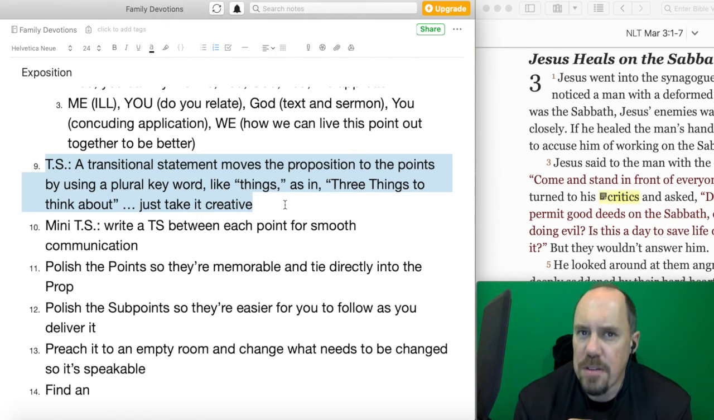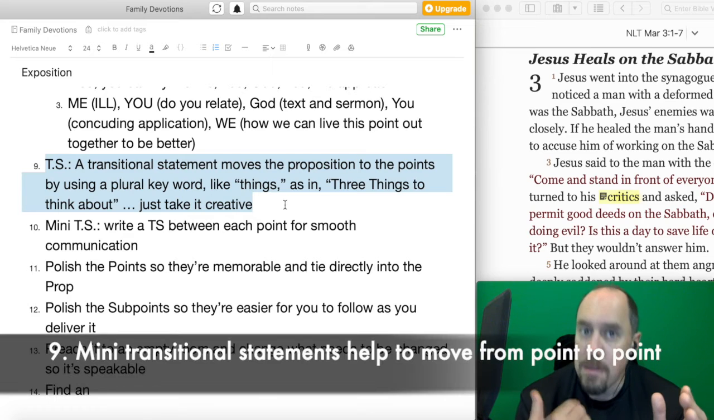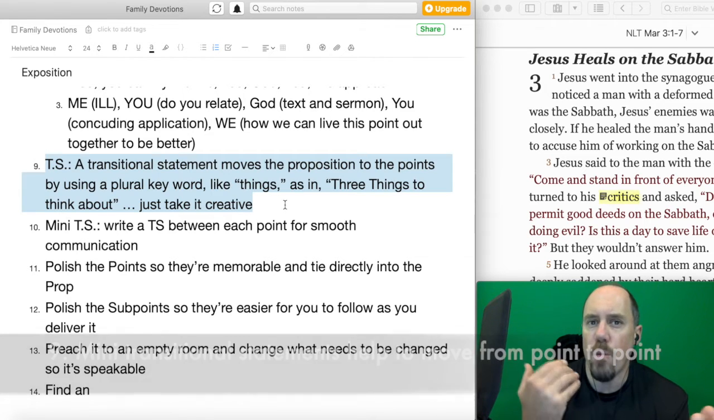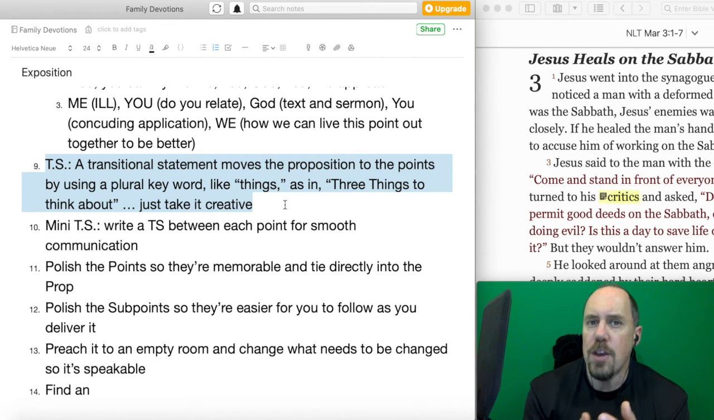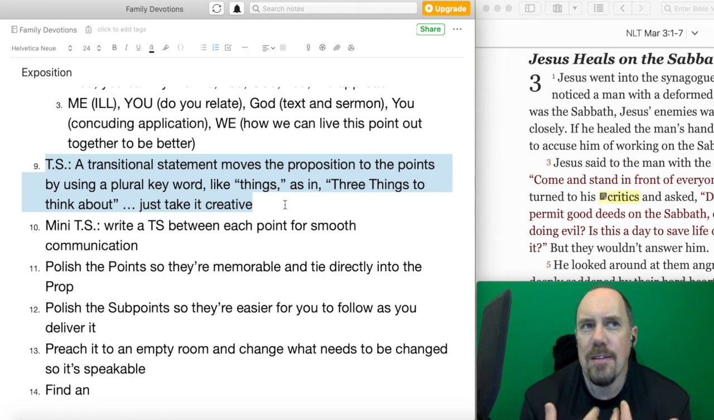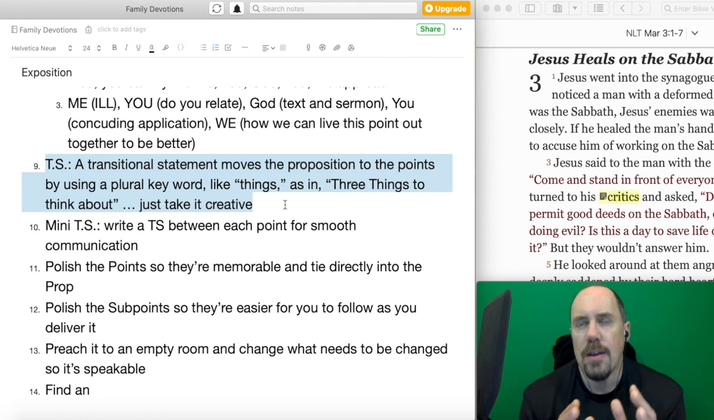After you're done the transitional statement, in order to allow for an easy transition from the proposition to the 3 points, then you're into the mini transitional statements. So in between each of your big points, you need another transition. You don't want to say, here's point 1, blam. Here's point 2, blam. Here's point 3, blam. That's really choppy, and it impacts the listeners. There's listener fatigue. When you stop and say, okay, here's something else to think about, here's something else to think about, that's listener fatigue. Don't do that.